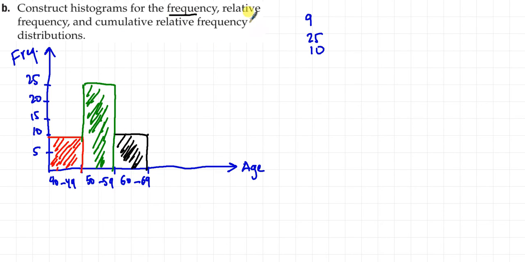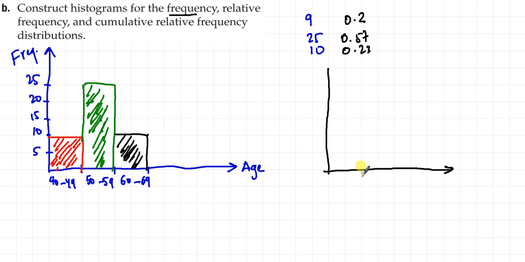Now, for the relative frequency, it looks pretty much like this one. The only difference is the scale on the y-axis, because the relative frequencies that we have were 0.2, 0.57, and 0.23. Okay? So, again, I still have the same 3 classes, 40 to 49, 50 to 59, and 60 to 69. And here I have the relative frequency.